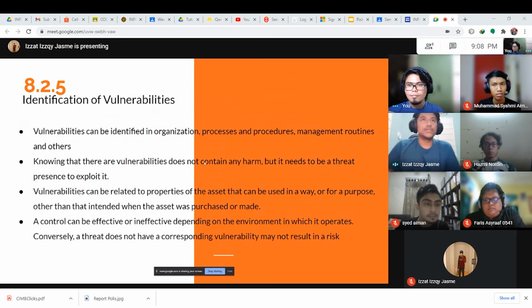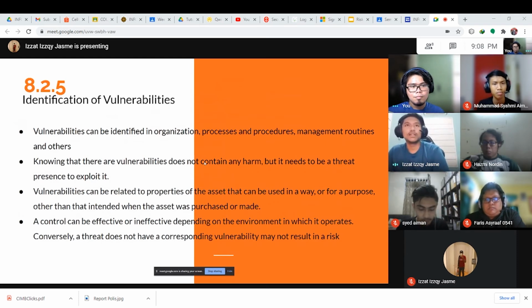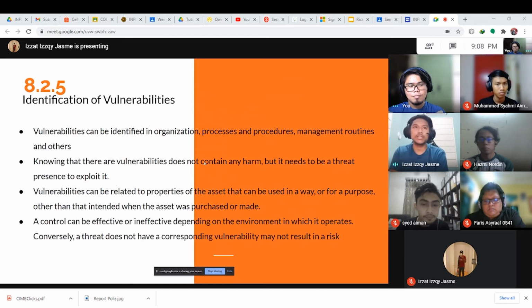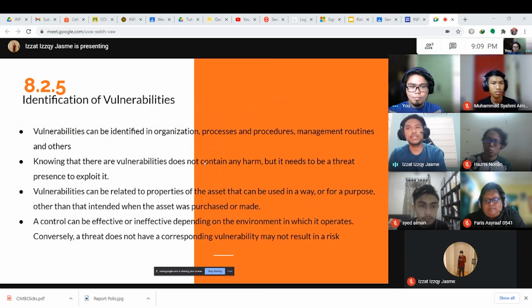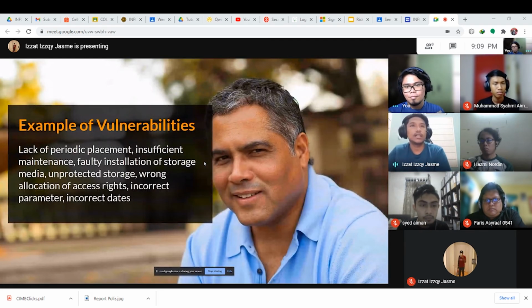So for 8.2.5, the identification of vulnerabilities. Vulnerabilities can be identified in organization, processes and procedures, management routines and others. Knowing that a vulnerability does not itself cause harm, a threat needs to be present to exploit it. Vulnerabilities can be related to properties of the asset that can be used in a way or for a purpose other than that intended when the asset was purchased or made. A control can be effective or ineffective depending on the environment in which it operates. Conversely, a threat that does not have a corresponding vulnerability may not result in a risk. Examples of vulnerabilities are lack of replacement schemes, insufficient maintenance, faulty installation of storage media, unprotected storage, and others. This may lead to faulty media.